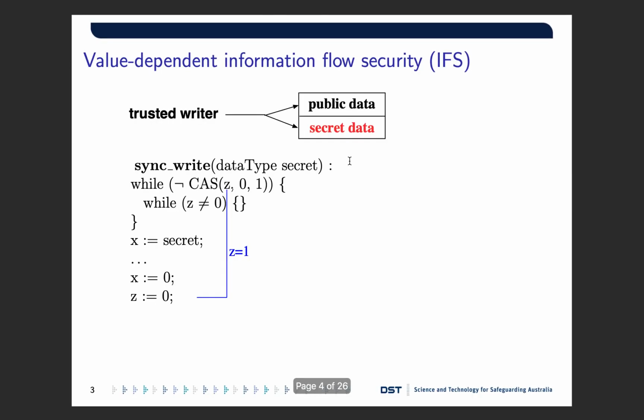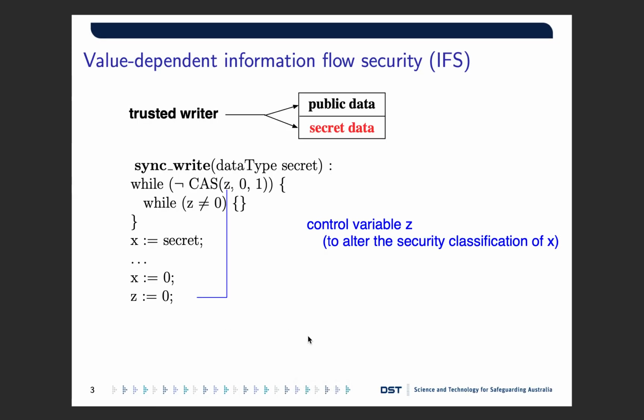Imagine this is, for efficiency reasons, implemented via a non-blocking algorithm that does not use logs, but instead relies on a variable z, which allows us to alter the security classification of the buffer. If z is assigned to 1, we can rely on the fact that it's secret, and we can write our secret into the shared buffer X, but before we reset z, we need to flush the buffer, take out the secret data. We refer to z as a control variable. It allows us to alter the security classification of the buffer.